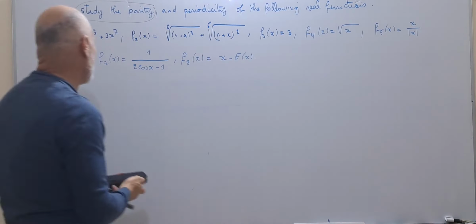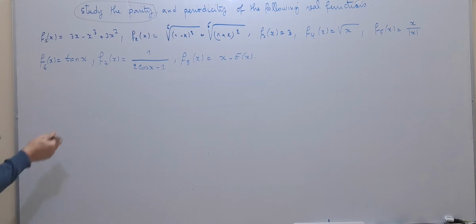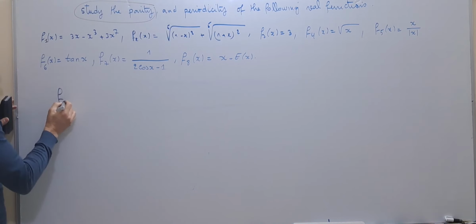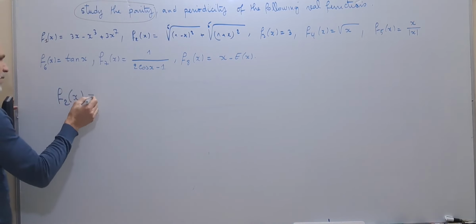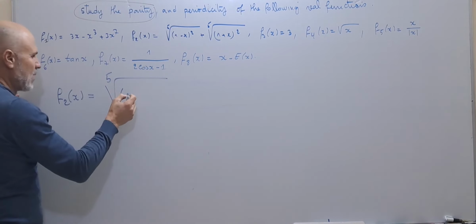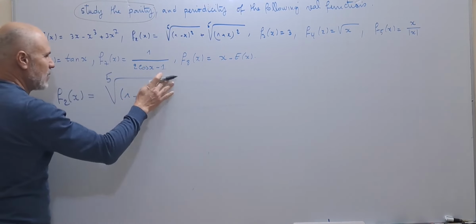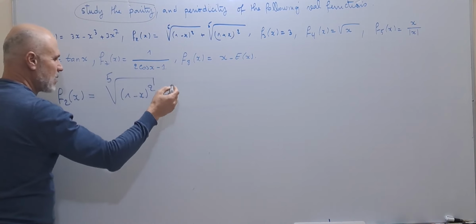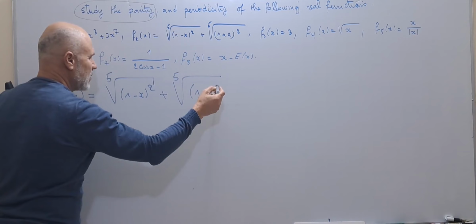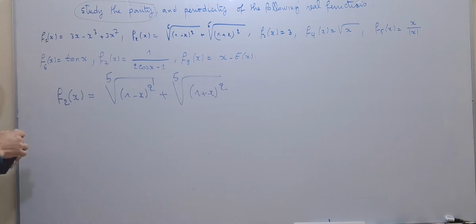How about the second function, f2? f2 of x is equal to the fifth root of 1 minus x squared plus the fifth root of 1 plus x squared.